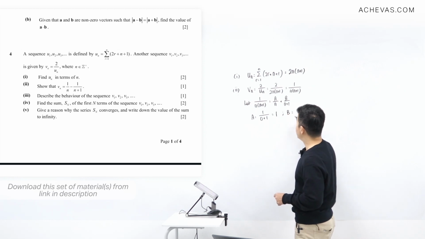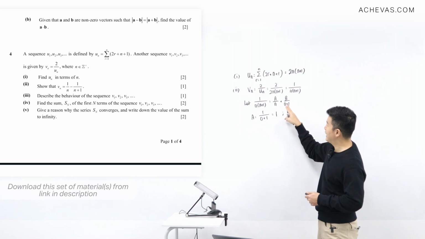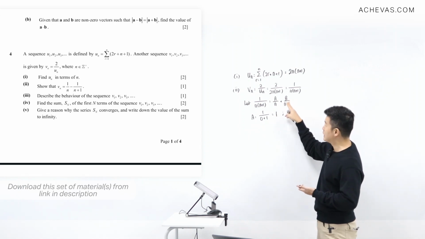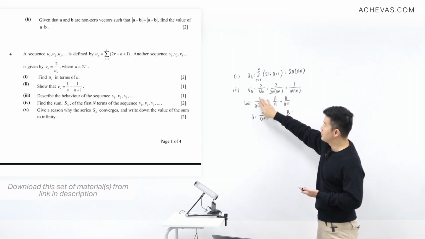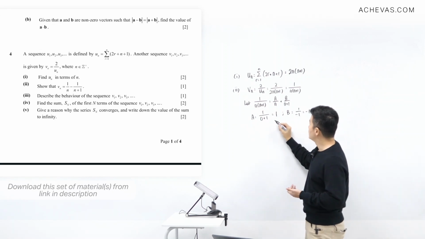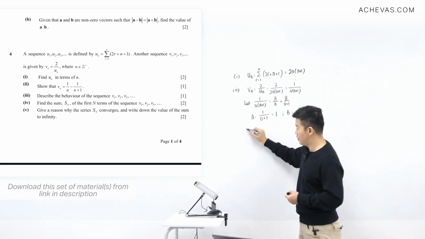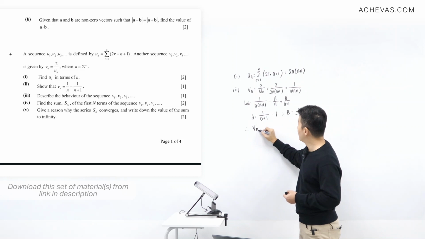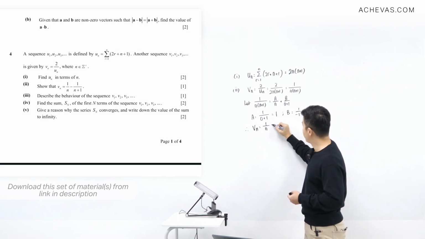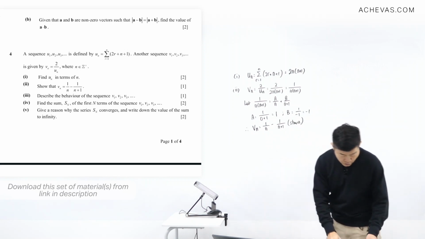As for B, again using the cover-up rule, we are going to be covering up n plus 1, replacing n by minus 1, which caused the denominator to be equal to 0. So B is going to be 1 over minus 1. It is equal to minus 1. So this is going to be 1 over n minus 1 over n plus 1. Therefore, we can see that Vn is going to be equal to A, which is 1 over n, B is minus 1 over n plus 1. This is what the question wants us to show.